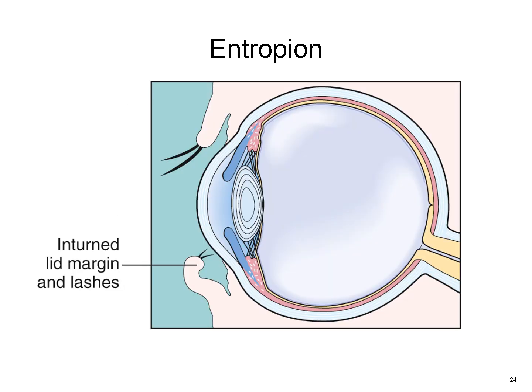This illustration shows entropion, where the eyelid margin and eyelashes turn inward, coming into contact with the cornea and conjunctiva. The constant friction can cause discomfort, redness, and potential corneal injury if untreated. Entropion is most commonly seen in older adults due to muscle laxity and can worsen over time. Surgical correction is typically straightforward and effective in restoring proper eyelid alignment and protecting the eye's surface.